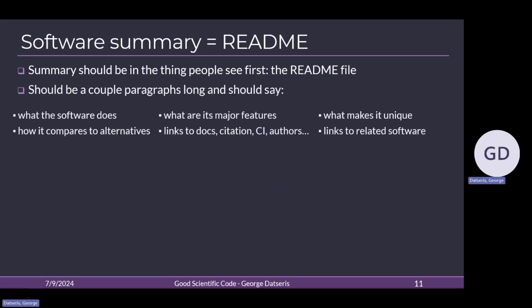And at least in my opinion, this is what composes a good summary: these 6 bullet points. So this is only a couple of paragraphs long, and it has first some sentences of what the software does, what are the major features of the software, what makes it unique, how does it compare to alternatives, and then links to many other things like where is the documentation, how to cite the software, who are the authors, what are related software.